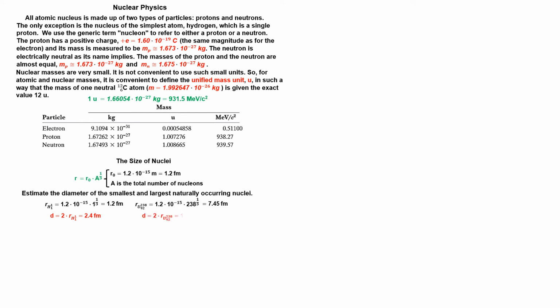From these results, we see that the largest nuclei, such as uranium, have a radius only about 6 times that of the smallest nuclei, such as hydrogen. The range of nuclear diameters is only from 2.4 to 15 Fermis.